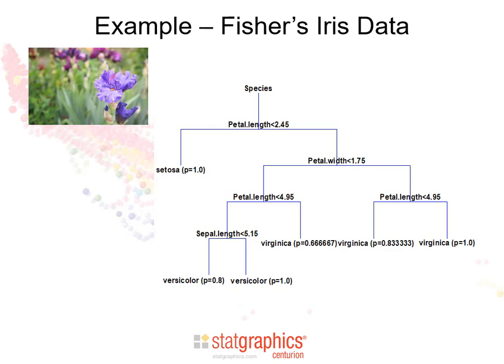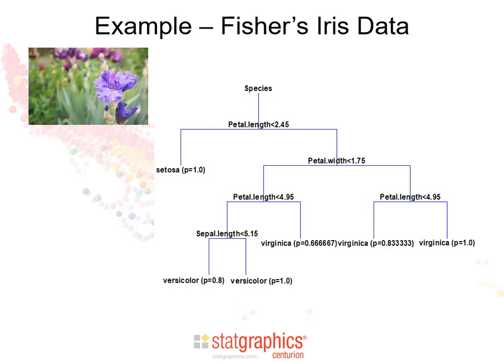It's based on Fisher's iris data. His data consists of 150 samples of iris. They're divided into three species: Setosa, Versicolor, and Virginica. Each iris has been measured in four ways. The length of the petal and the width of the petal have been measured, and also the length and width of the sepal.